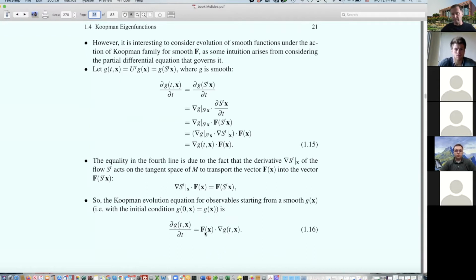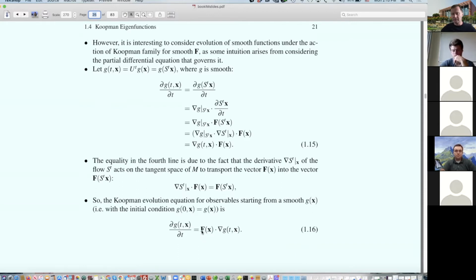And I mentioned several times that this really tells you again that information, when you consider this Koopman evolution, U^t g, which is g of t and x, is propagated backwards. So let's read the meaning of this equation. It says the following: the change of this function g at point x at time t, the change of g with respect to t is provided to you by the change of g in the direction of f.